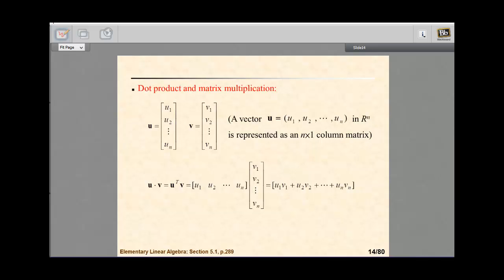Two vectors u and v are orthogonal if and only if they are at 90 degrees. So it means that u dot v is equal to 0. The 0 vector is said to be orthogonal to every vector.